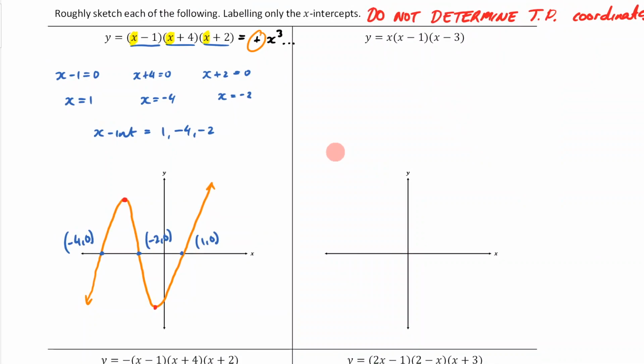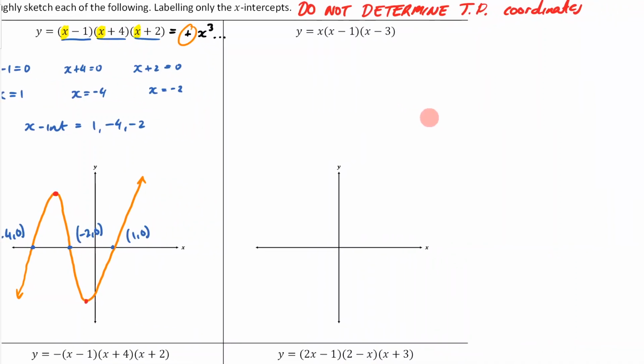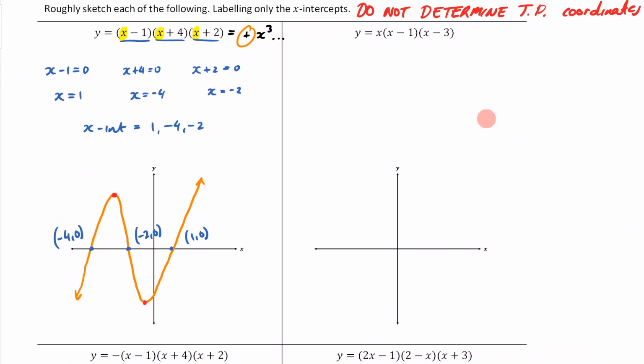Later on in this unit, or another unit rather, we'll talk about calculus, and with calculus, you actually can find the turning points. But for now, just worry about drawing a nice, smooth graph. Don't worry about finding the turning points. So again, do not determine turning point coordinates. What you have to worry about is finding your x-intercepts and determining whether or not you're going to go up, then down, then up, or the other way.